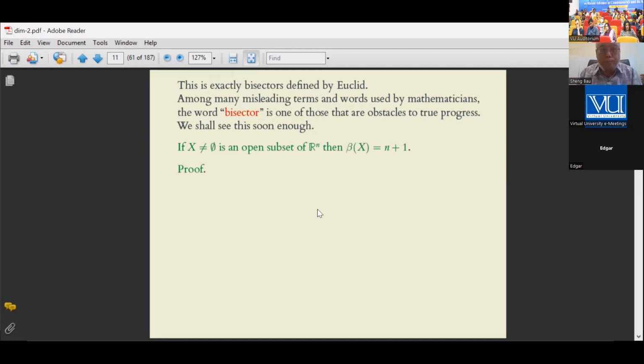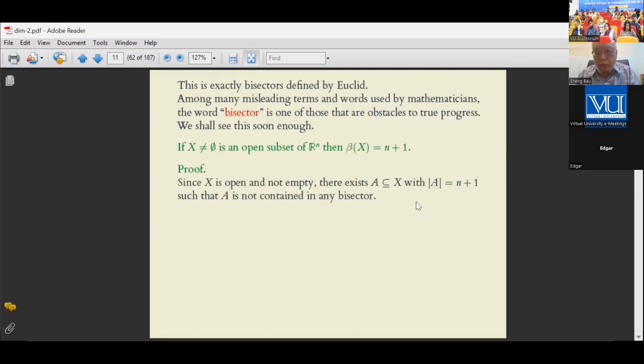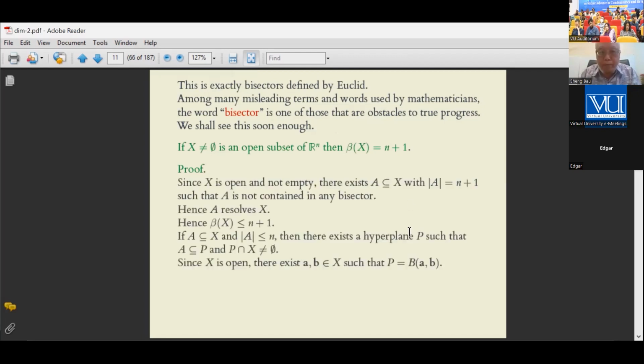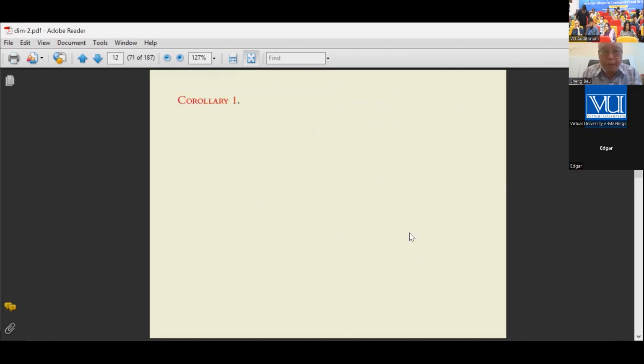Now we proved that the non-empty open subset of the Euclidean space has this dimension. This statement is known in Blumenthal's monograph. He mentioned n+1. I'm not going to prove it. This is in Blumenthal's as an exercise. But because Rn itself is an open subset of Rn, then its dimension is n+1.